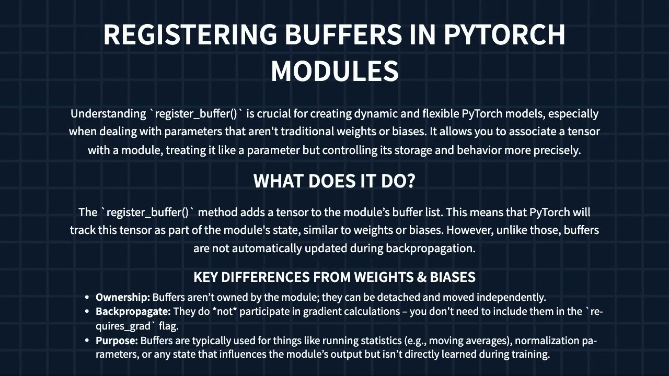Okay, so let's talk about register_buffer in PyTorch. Essentially, it's like giving a tensor a special role within a module. It becomes part of the module's state. Think of it as tracking some extra information that helps your model work, but isn't something you're directly trying to learn through training. Unlike weights and biases, buffers aren't automatically updated during backpropagation. They are independent. They are great for things like running averages or normalization parameters, data that influences the output without being part of the learning process itself.